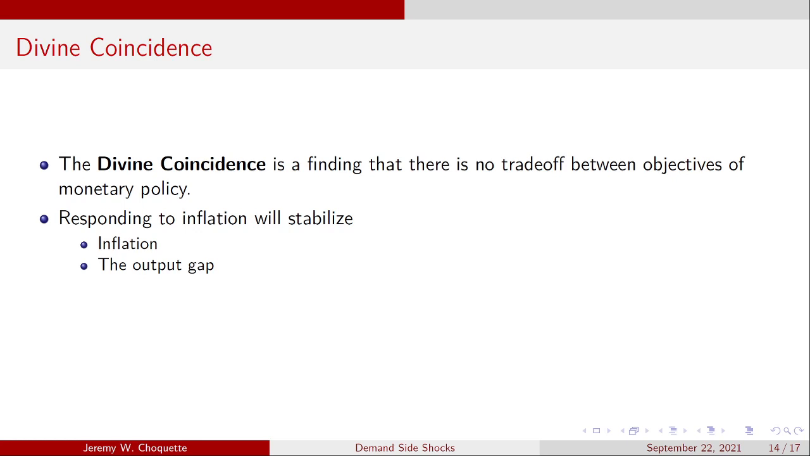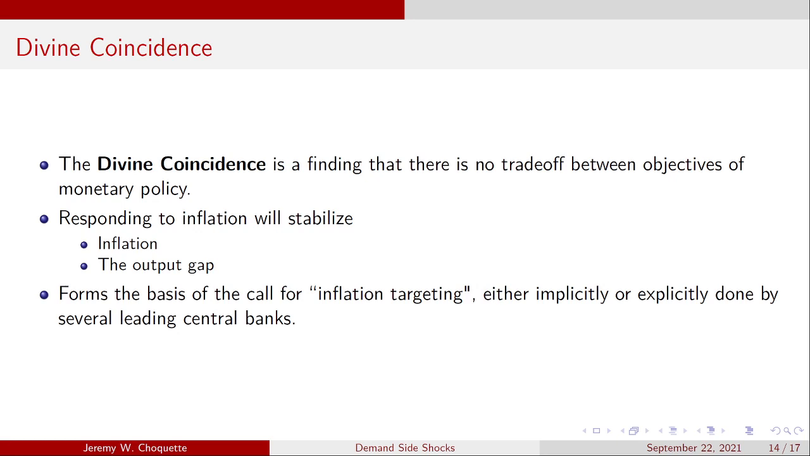Because if we respond to inflation, if we try to cut inflation, keep it close to constant, then we're stabilizing inflation, obviously. But if we're stabilizing inflation, then we're stabilizing the output gap because output is dependent upon inflation. It forms the basis of that call for inflation targeting, either implicitly or explicitly done by several leading central banks.